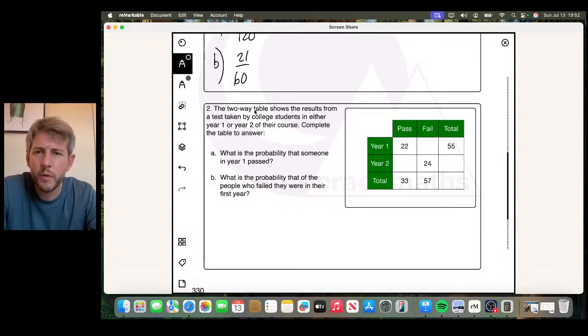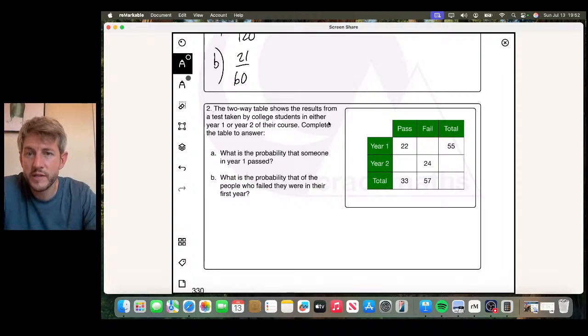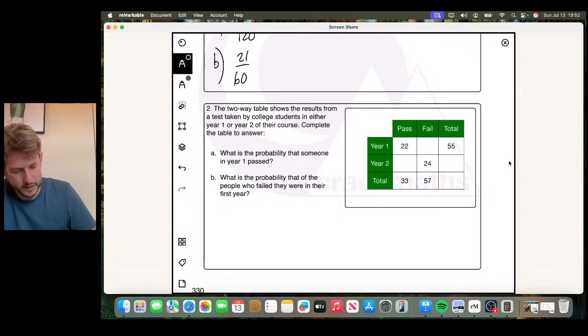Question 2. What is the probability? The two-way table shows the results from a test taken by college students in either year 1 or year 2 of their course. Complete the table to answer A. What is the probability that someone in year 1 passed? Or B. What is the probability that of the people who failed, they were in their first year? Okay, so this is fine. For this one, I need to fill it out.